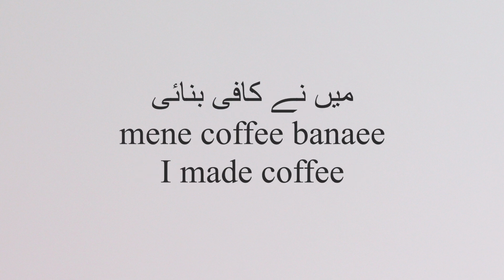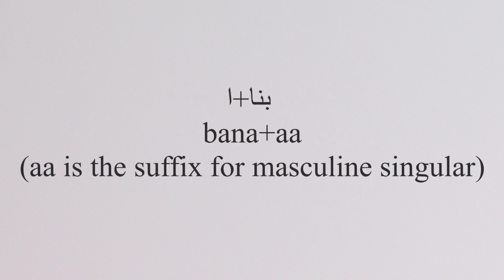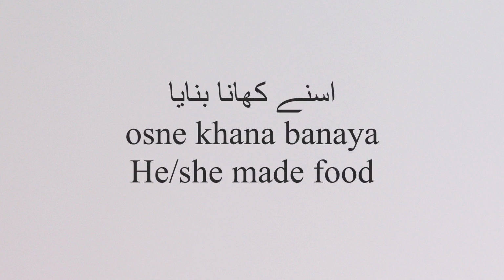मैंने कॉफ़ी बनाई. The next one is उसने खाना बनाया. So normally for masculine singular object the suffix is a. But because bana a would sound a bit weird, so what we do is instead of a we put ya, banaya. Usne khana banaya. He made food.